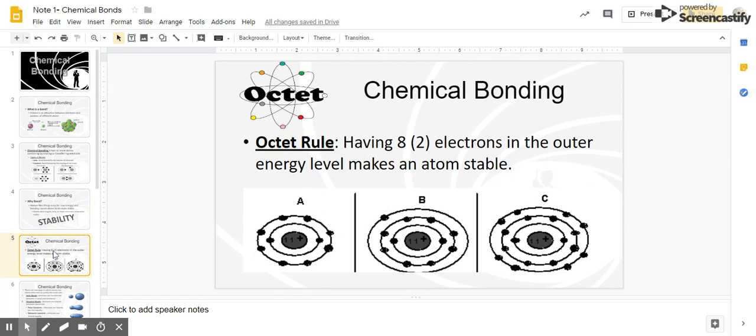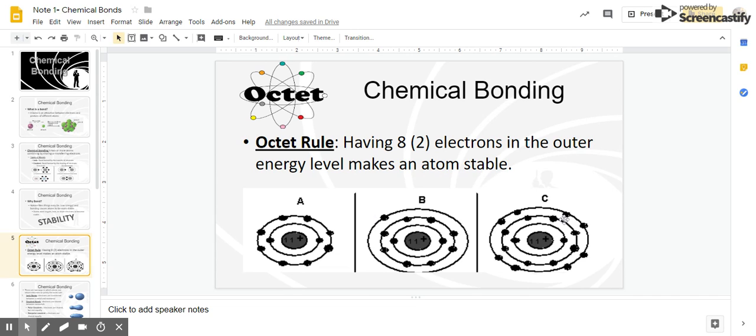So what makes something stable? We have a rule called the octet rule, which says everything wants, with two exceptions, to have 8 electrons in their outermost ring, and having those 8 electrons makes it stable. The two exceptions are hydrogen and helium, the two smallest atoms. They only need 2 electrons in their outer ring to be stable.